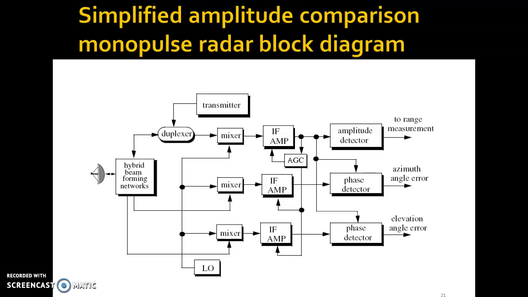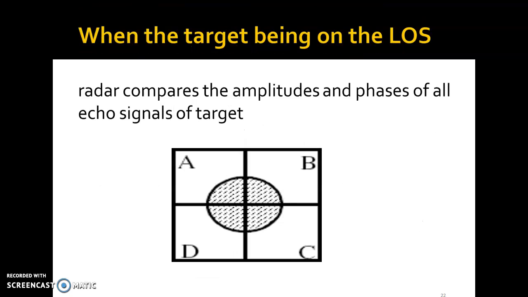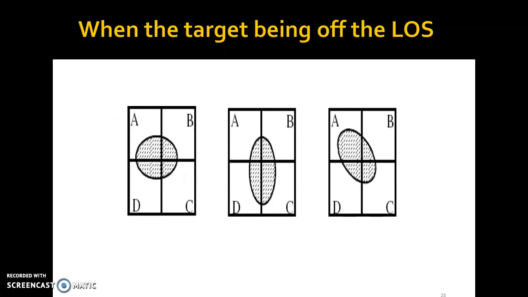This is a simplified amplitude comparison monopulse radar block diagram. We are using a hybrid beam forming network, duplexers, transmitter, mixers, IF amplifiers, phase detectors and amplitude detectors for detection and calculation of phase. The radar compares the amplitude and phase of all the echo signals of the target. When the target is out of line of sight, its position changes.